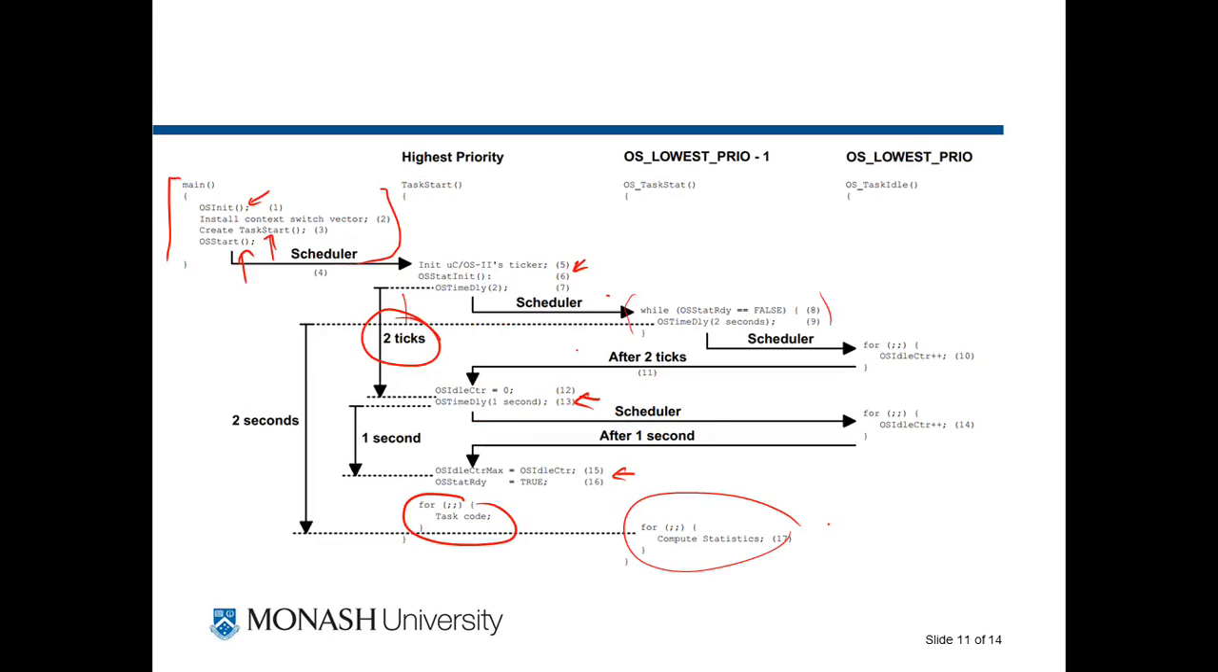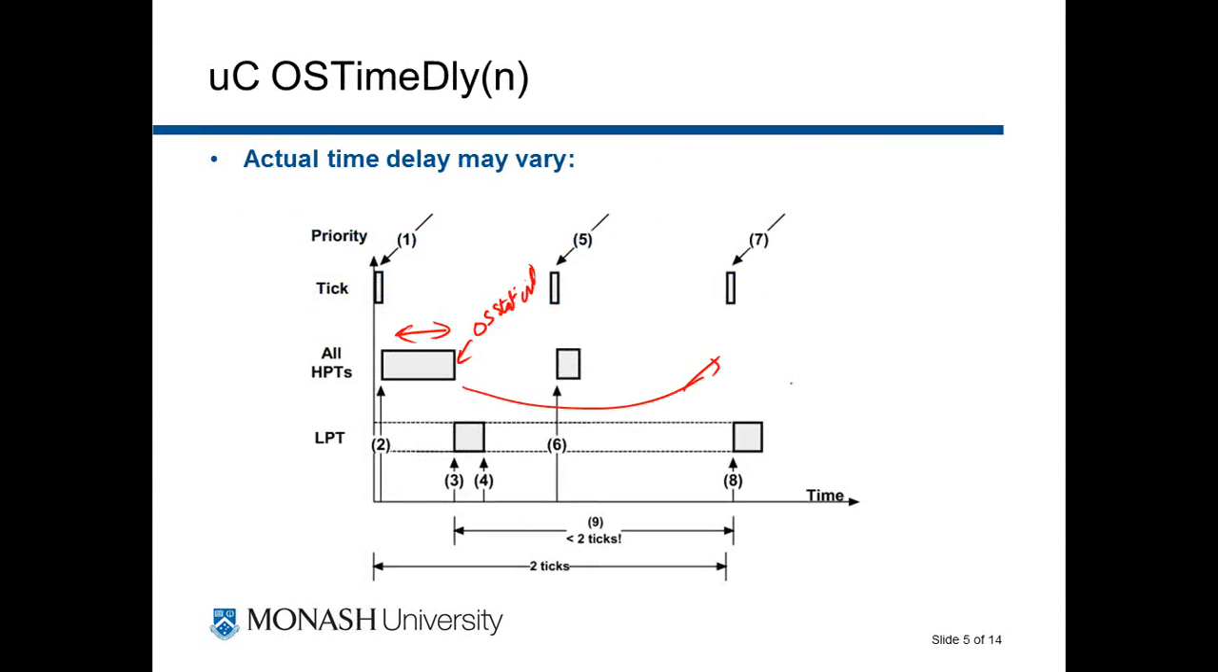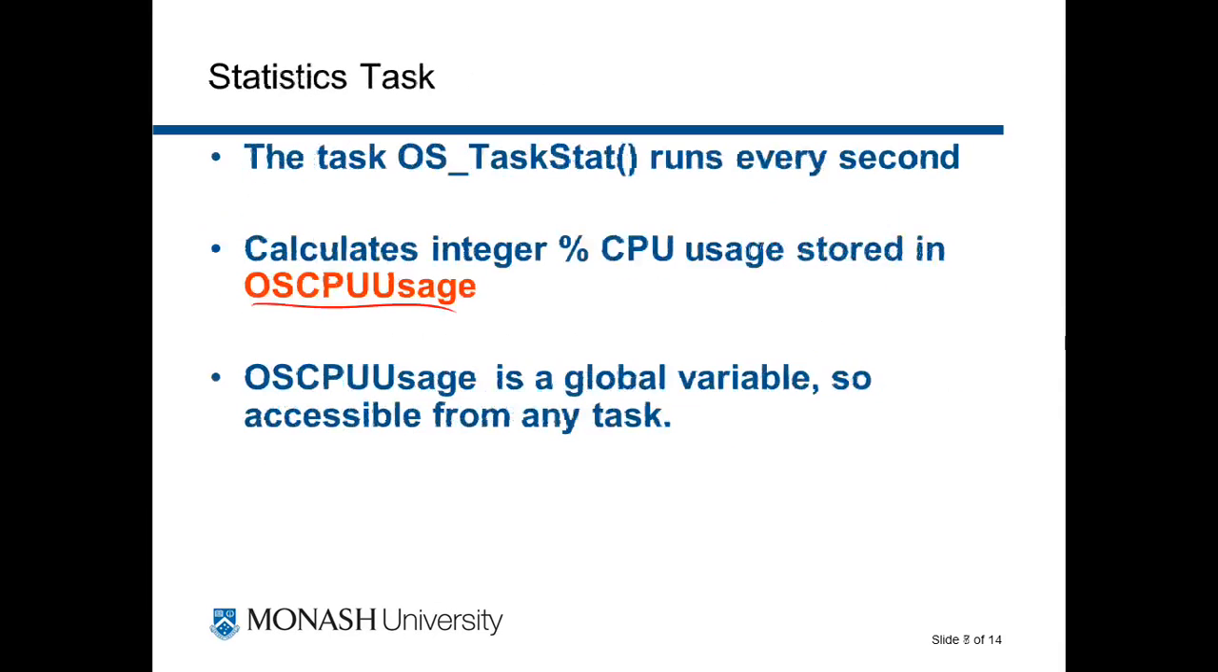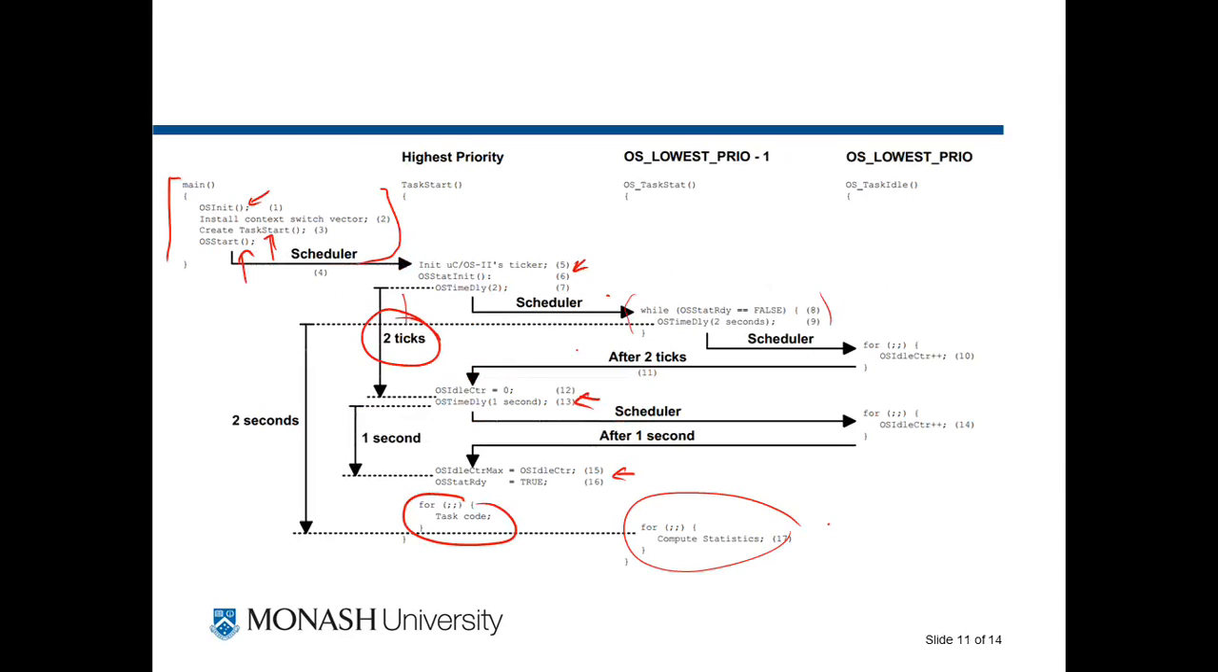So, going back to my ever so useful diagram, imagine I call OS stat init right here. At this point I call OS stat init. I immediately get a timer interrupt, right? When's it going to wake? It's going to wake straight away afterwards. Then what's going to happen is it's going to start counting. But if you notice, there's actually another task which hasn't had a chance to run yet.